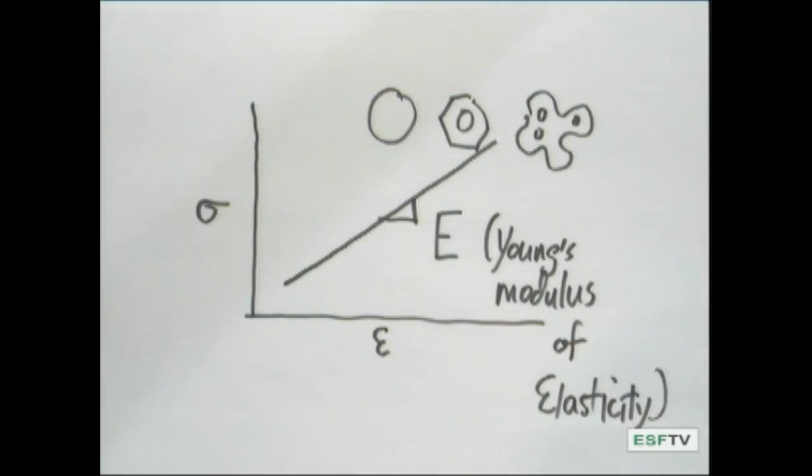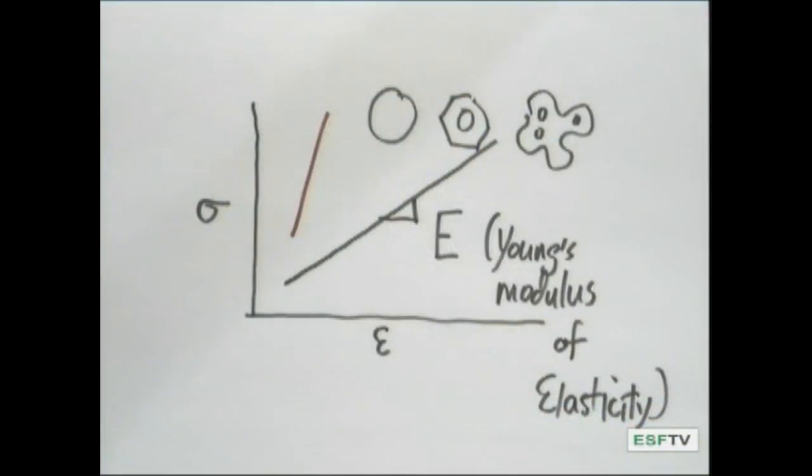Now, we're going to come back to the effects of shape and size in another module, but the important thing to realize here is that Young's modulus is actually a property of a material rather than of an object itself. Now, some things about the way Young's modulus behaves. Obviously, it's going to vary.